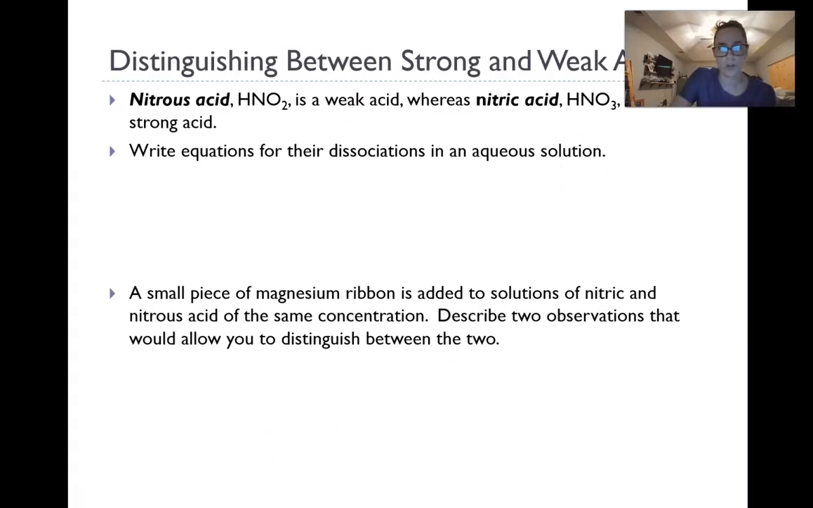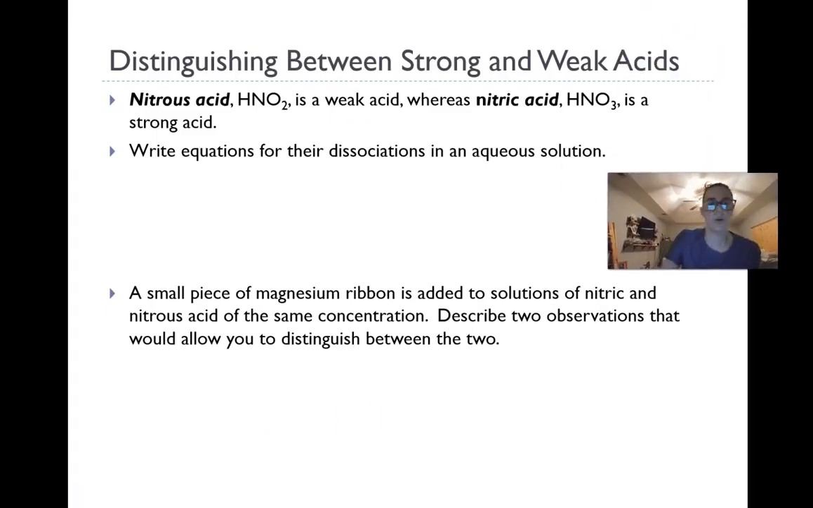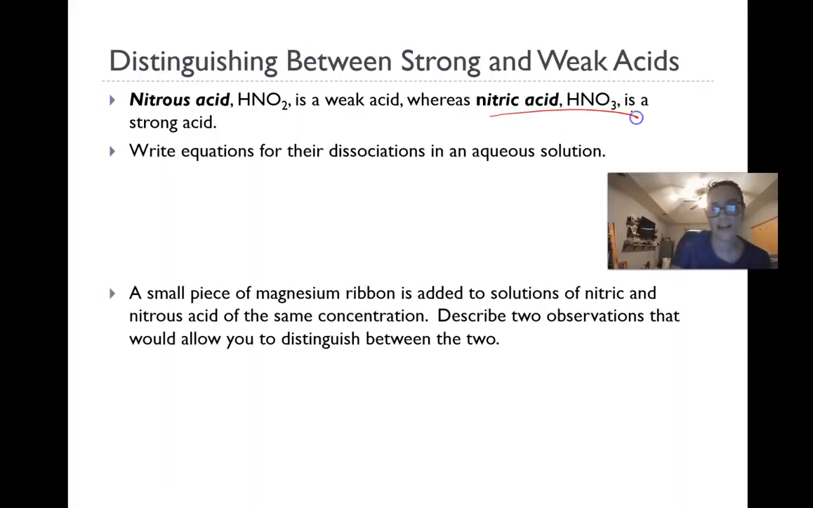So the last thing I want you guys to do is to distinguish between strong and weak acids here. We have nitrous acid, which is a weak acid, and then we have nitric acid, which is a strong acid. I want you to write equations for the dissociations in solution. And remember, strong acids dissociate completely, whereas weak ones do not. Then if you put a small piece of magnesium ribbon in nitric versus nitrous acid at the same concentration, describe 2 observations you would see that allow you to distinguish which one's strong and which one's weak.